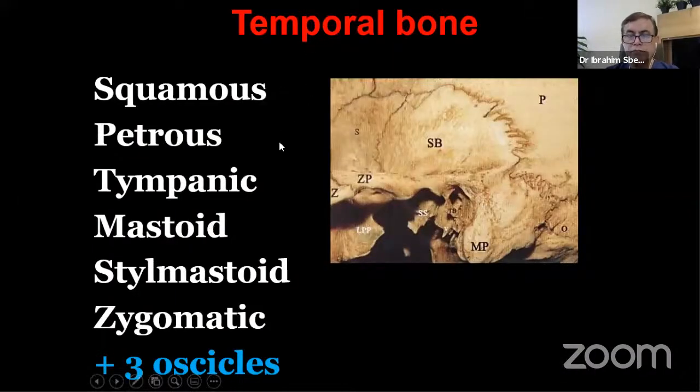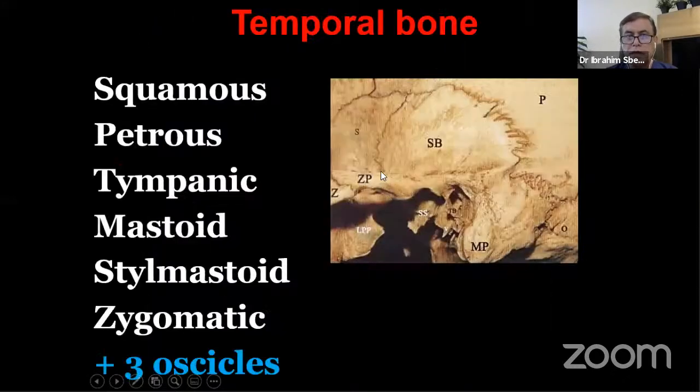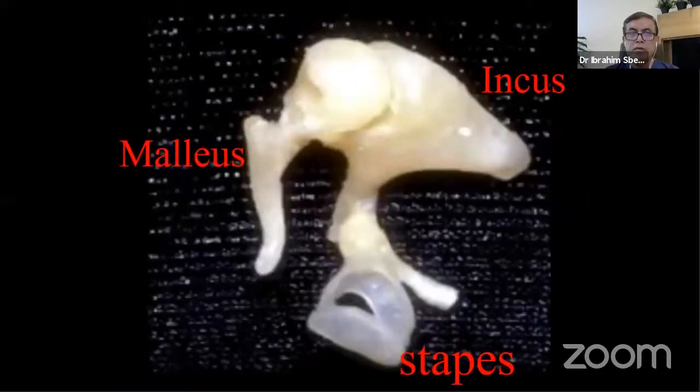The temporal bone is made of different parts: the squamous part, the petrous part, the tympanic part, which we are not seeing here inside, the mastoid part, which is this, the stylomastoid part, which is this, and the zygomatic part, which is this. We always forget that there are three ossicles, three bones. So people speak about six parts of the temporal bone. Please add three more, so it is nine parts, nine bones, nine segments that form the temporal bone. Don't forget the malleus, incus, and the stapes.